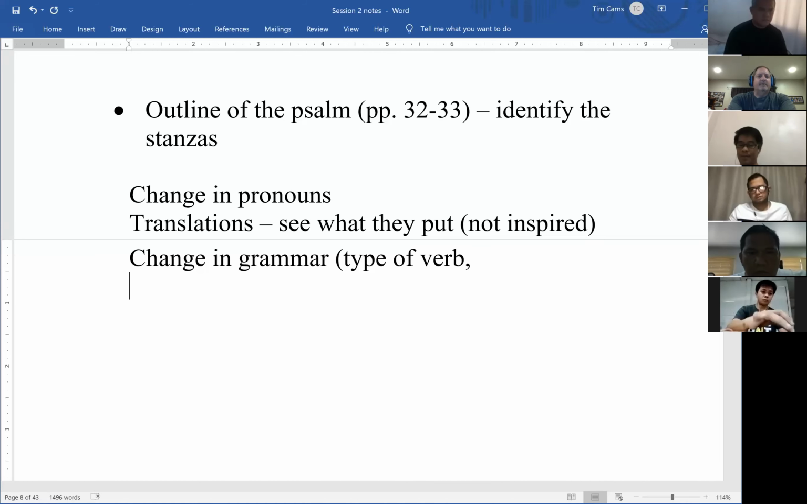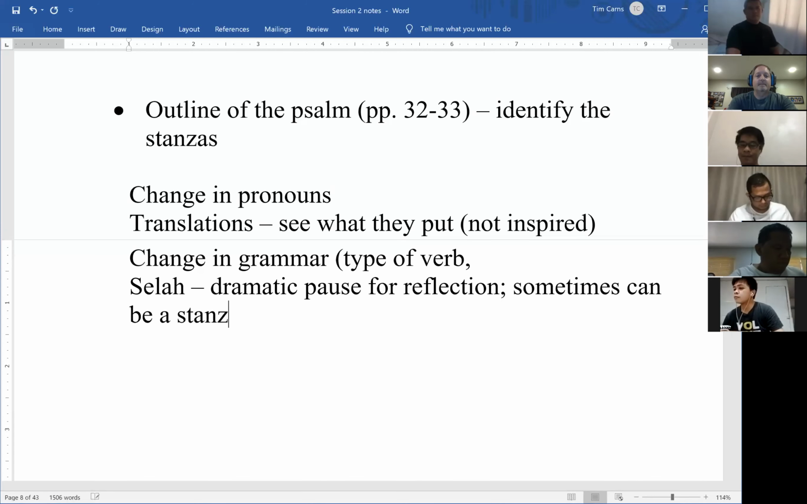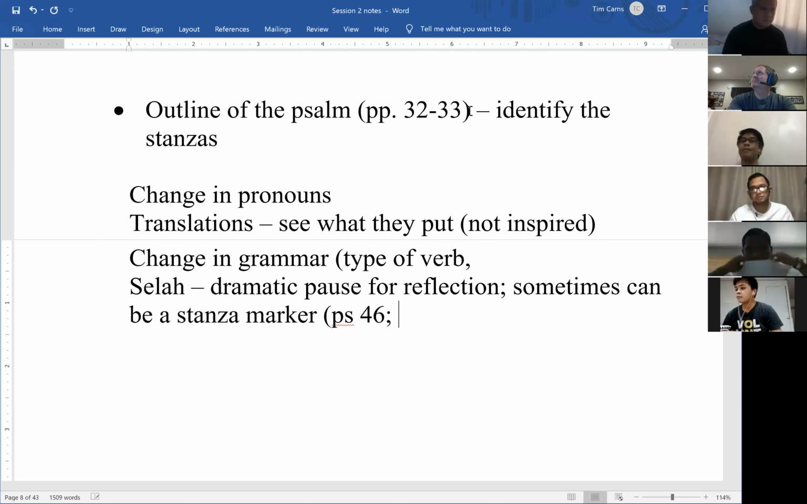Anything else? What other kinds of markers might show a stanza? Selah. Remember, that was sort of the dramatic pause. That's its primary function. It appears to be a pause for reflection, but sometimes it can be a stanza marker. Psalm 46 is one example, and I think Psalm 3 or 4, I can't remember. All right, good.